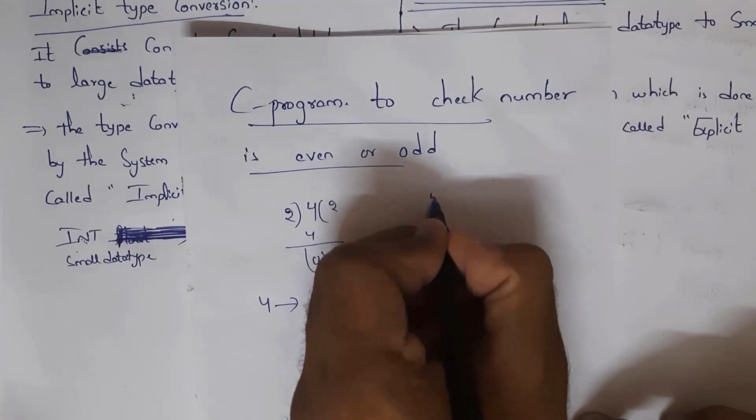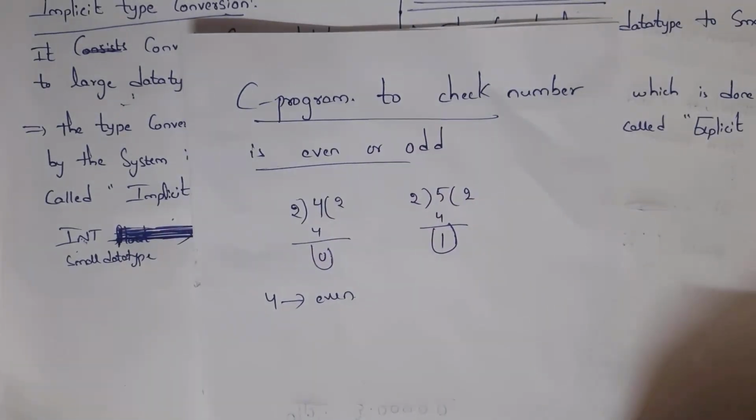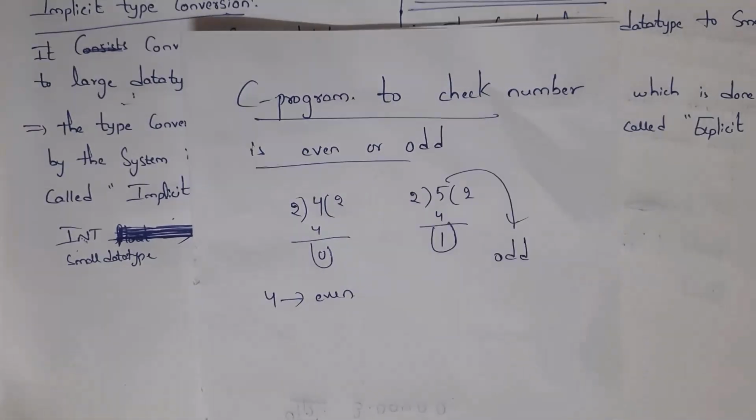For example, if you consider 5, 2 2s are 4. I got remainder as 1. So this 5 is not an even number. This 5 is an odd number. I will write a C program to check whether a number is even or odd.